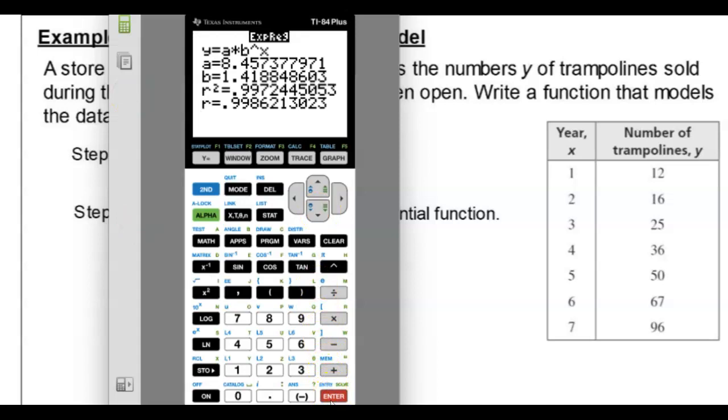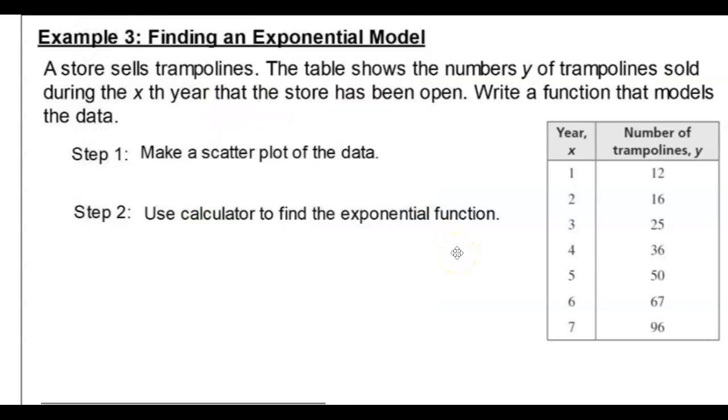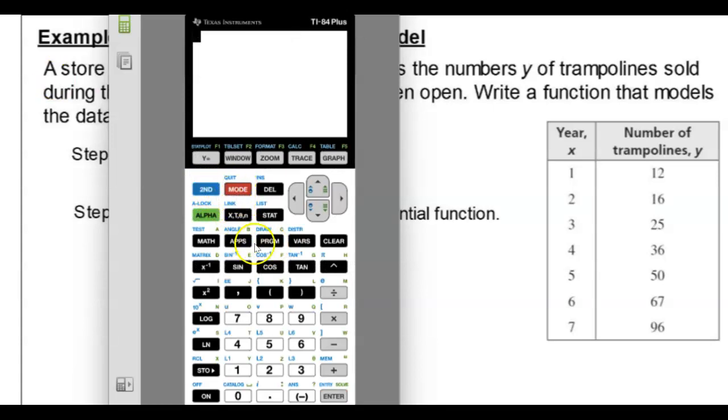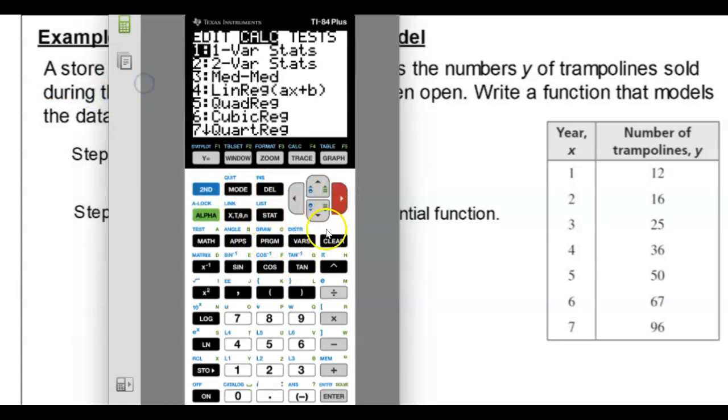All right, and we have our equation here. The A is 8.46, and the B is 1.418, and you can see the format there at the top. And so you're going to go ahead and have 8.46 times 1.418 to the X.